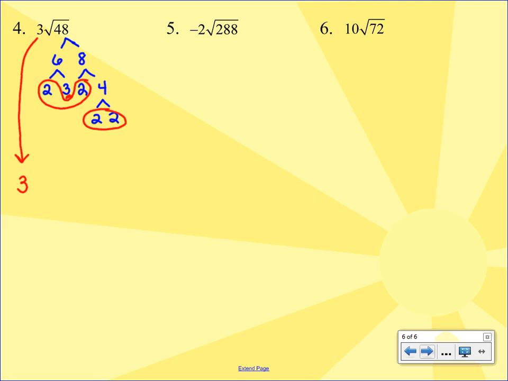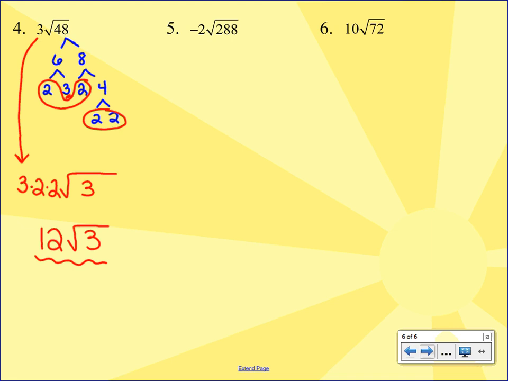So now, remember, the 3 that was already outside stays outside. So we're going to multiply everything that we bring out by 3. And I have 2 pairs of 2s, which means we have to bring out 2 2s. And then I've got a single 3, which is going to stay inside. So outside, you're going to have 3 times 2 times 2. So you're going to have 12 on the outside, and then 3 on the inside. So our answer is 12 square root 3.